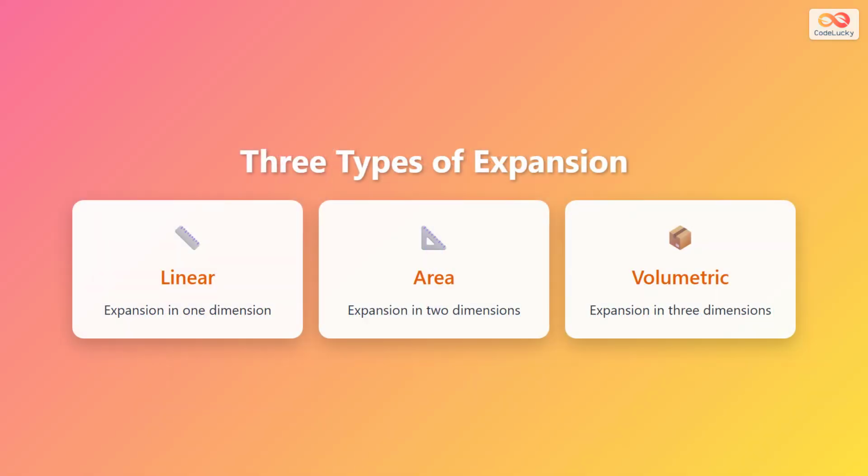Thermal expansion occurs in three distinct forms. Linear expansion refers to expansion in one dimension, like the length of a metal rod. Area expansion, also called superficial expansion, occurs in two dimensions, such as a metal sheet expanding in length and width. Volumetric expansion happens in three dimensions, where an object expands in all directions, like a metal cube or a volume of liquid.